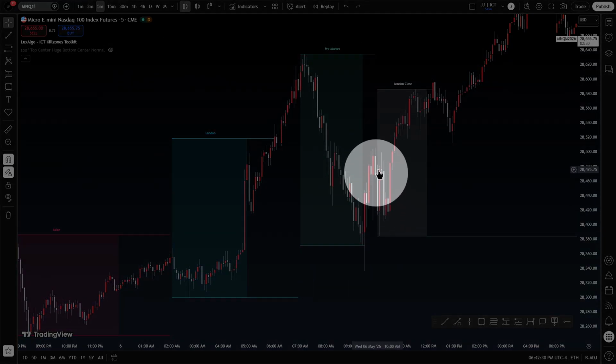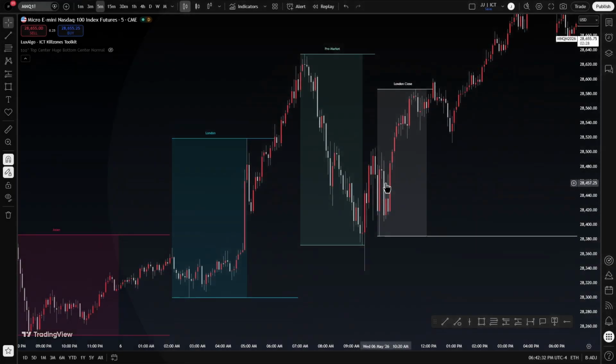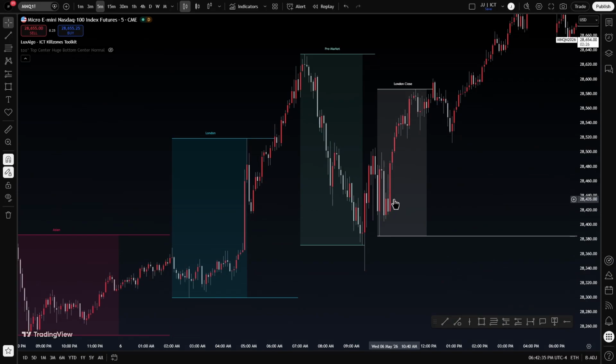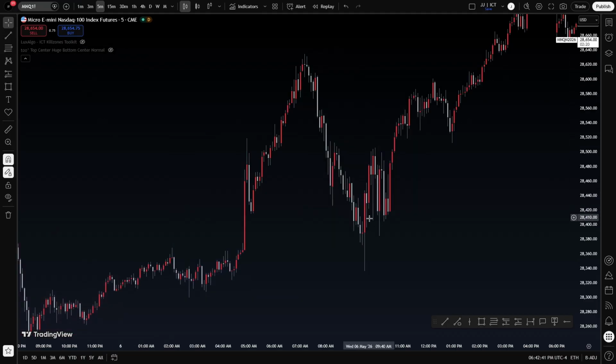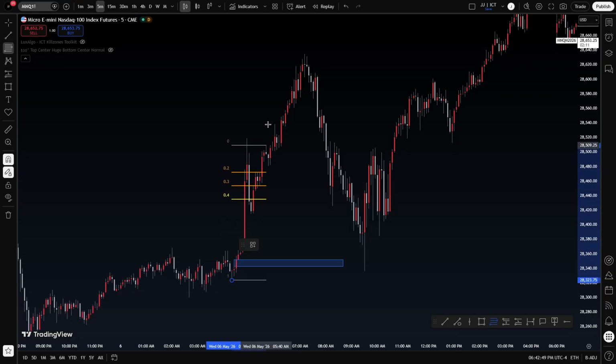As you can see, just back and forth, a whole bunch of nonsense. You get it, right? London close kicks in, starts manipulating, and then it starts jumping up. Now, let's see where the imbalances end. The imbalances end right here, within this entire swing, right there.